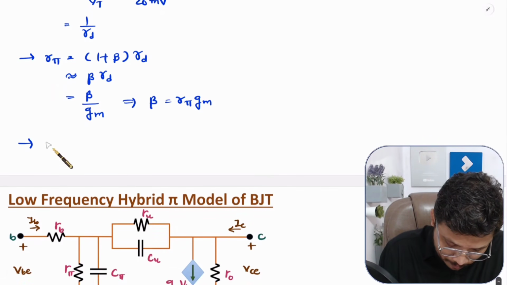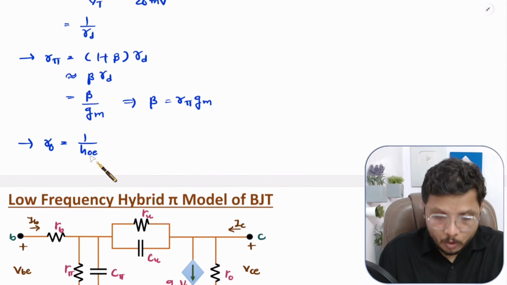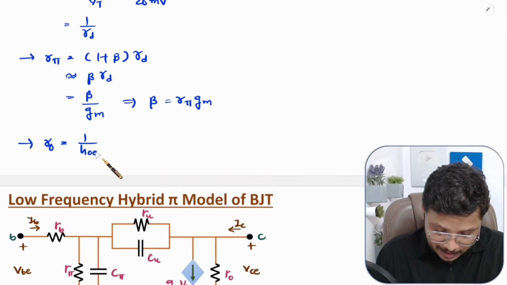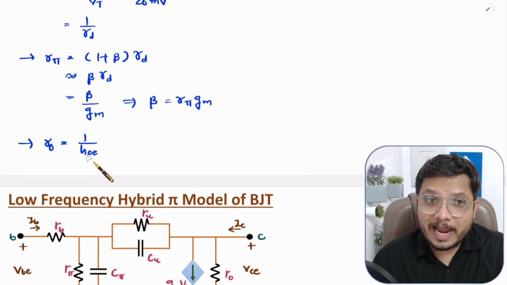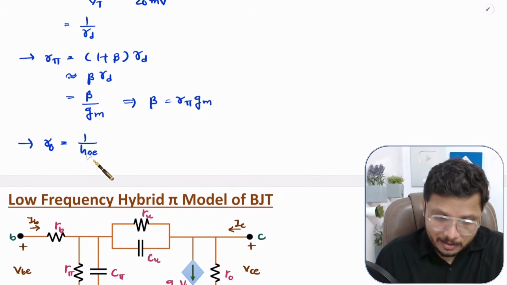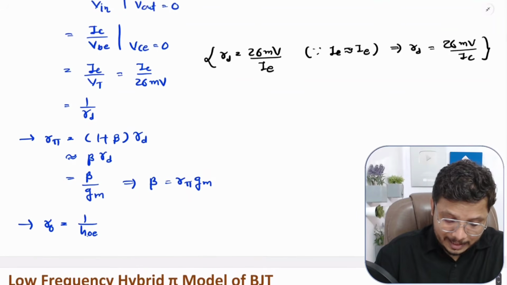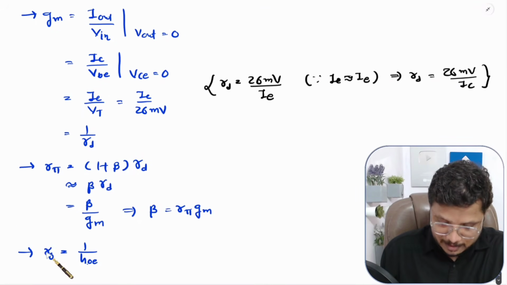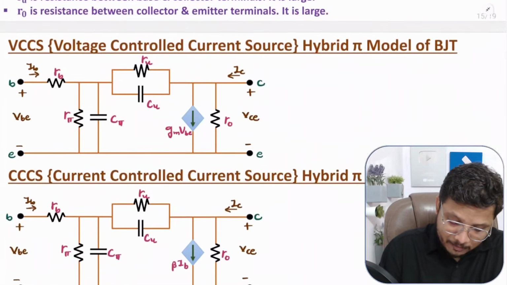RO based on H parameter is 1 divided by HOE. HOE means what? O means output admittance, E means common emitter configuration. So HOE means output admittance in common emitter configuration. So the H parameter for output admittance in common emitter configuration is HOE, and 1 by HOE is RO. That is how we have these parameters. So this is what about this high frequency model.